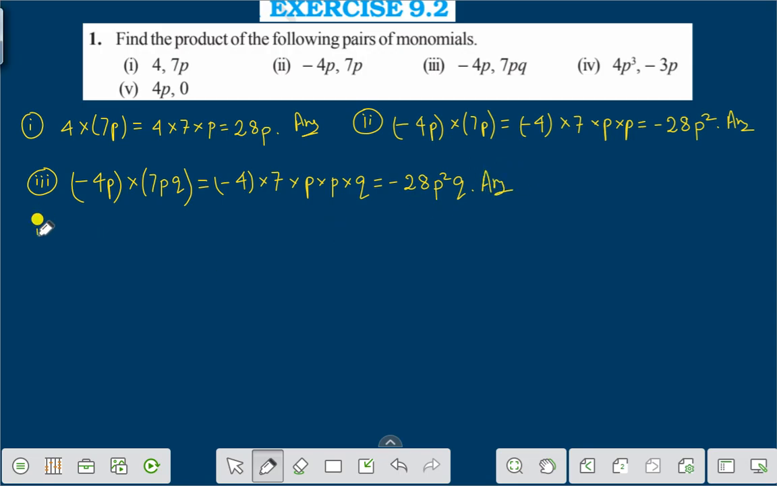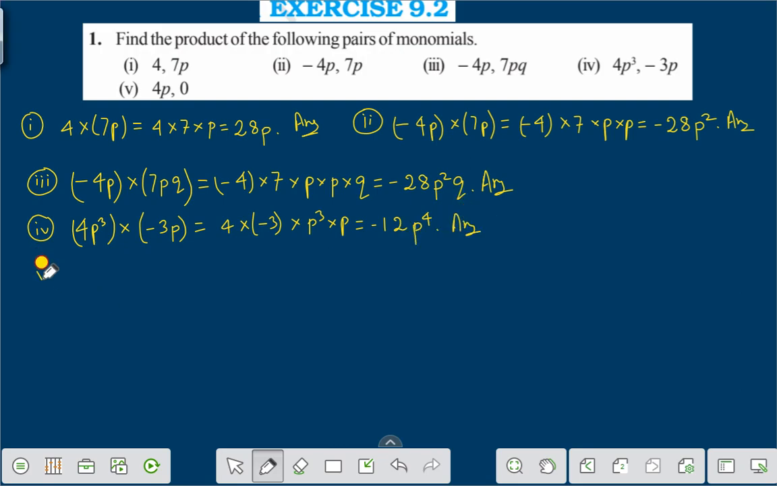Now question number 4. Question number 4 here you see is 4p cube into minus 3p, that is equal to 4. First multiply the number, 4 into minus 3 into p cube into p. Therefore we are getting minus 4 3 is 12. p cube into p is p4. 12 p4, and that is the answer.